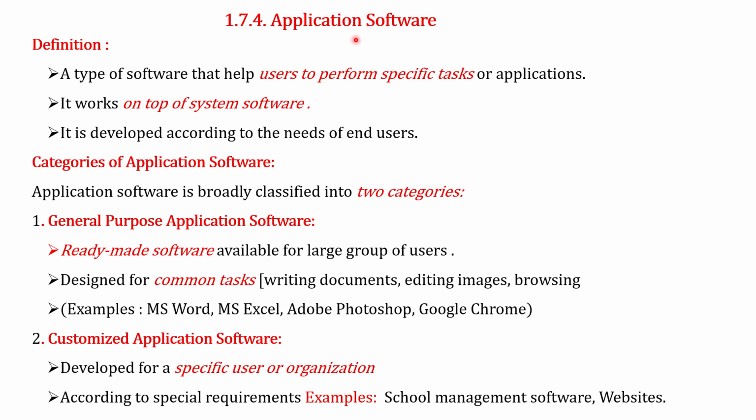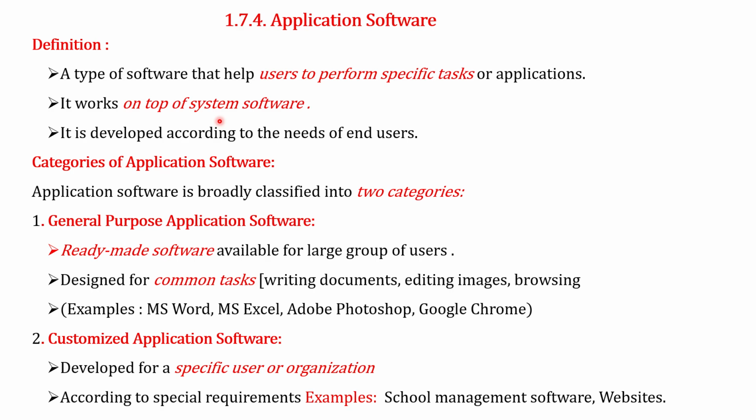In this video, we shall discuss the application software and the differences between the application software and the system software. Different users use the computer system for different purposes based on their requirements. Application software is a type of software that helps the users to perform specific tasks or applications based on their requirement. It works on top of the system software.